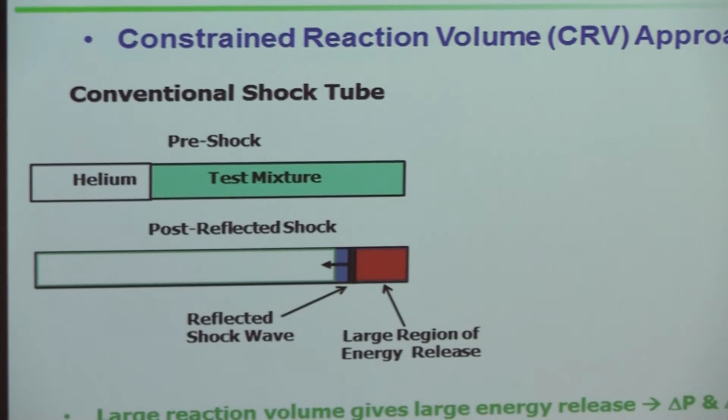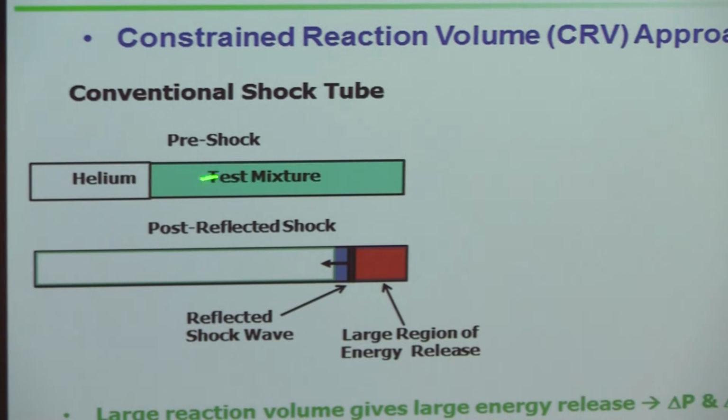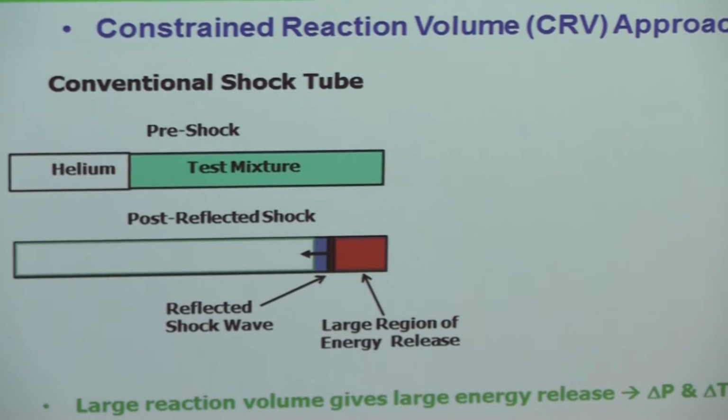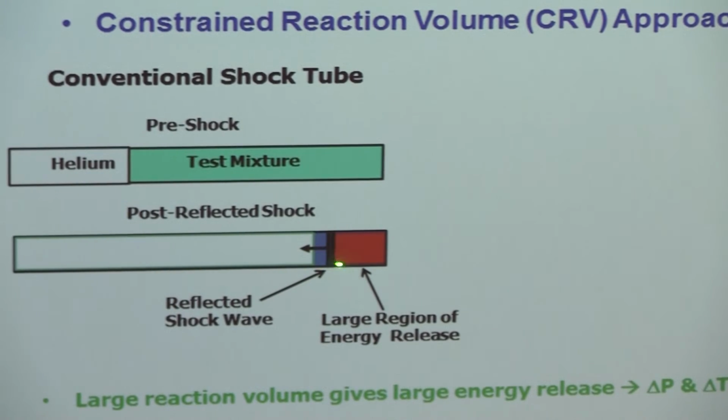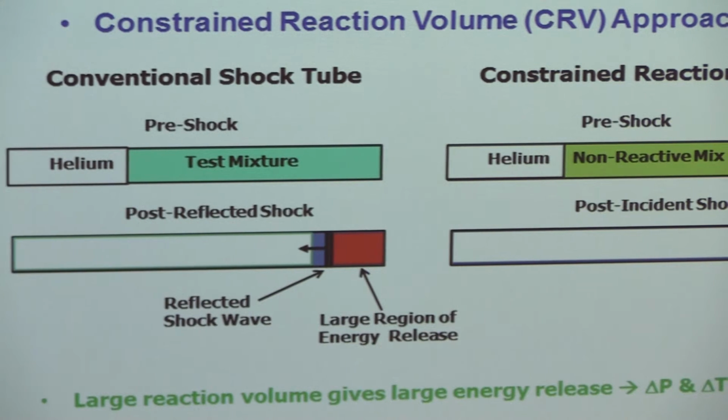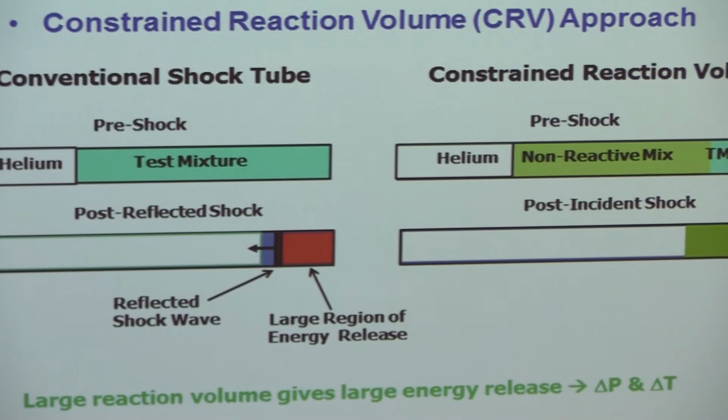So here's our conventional shock tube. The entire test section is filled with reactive mixture. Imagine it's a reactive mixture, exothermic mixture. When the reflected shock goes back, the entire region can burn. The entire volume of gas can release energy. Well, the larger the amount of energy released, the larger the change in pressure. So how can we reduce the change in pressure? Well, let's constrain the reaction volume so that it's only down near the end.